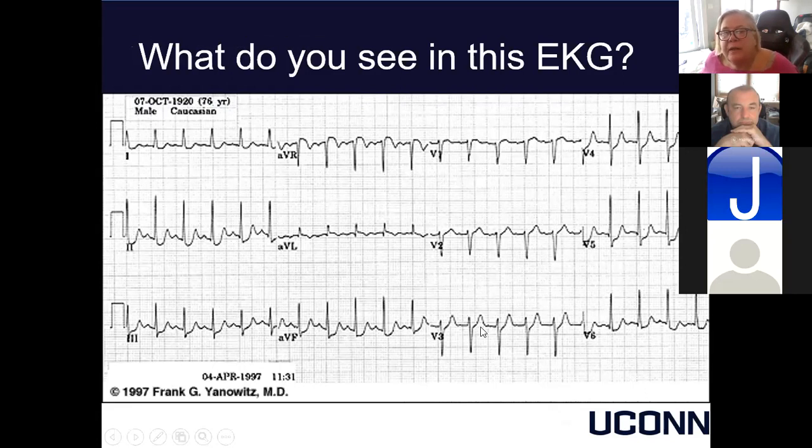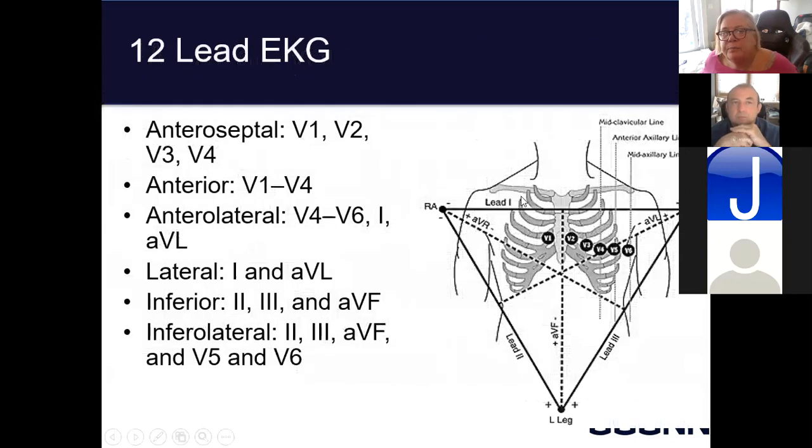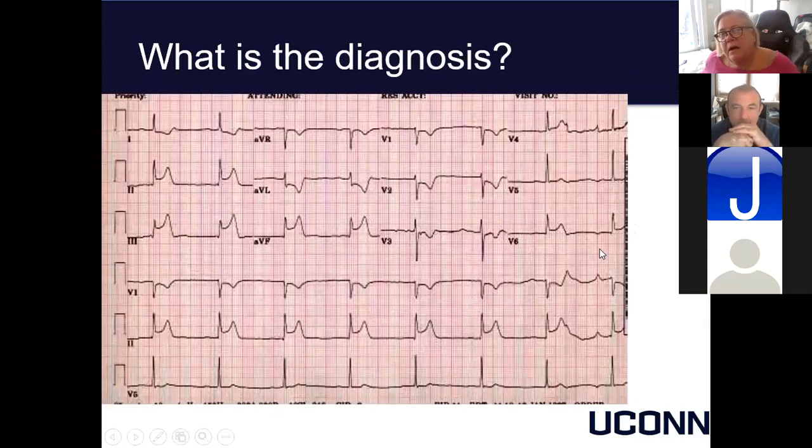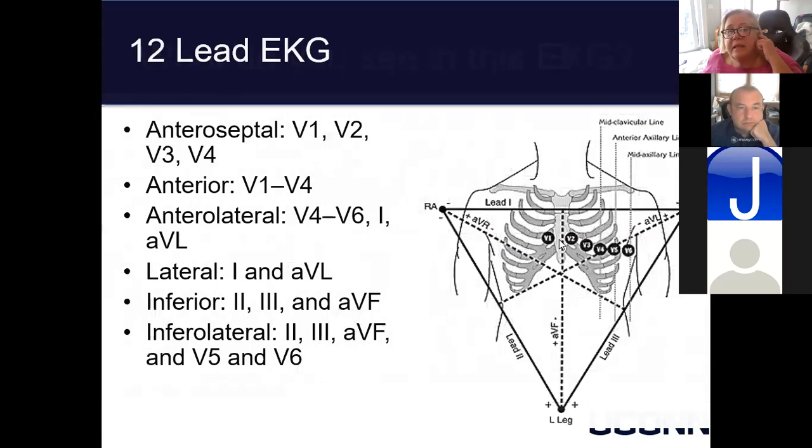V1, 2, and 3, again, if you look at where those are placed, that shows the anterior septal wall of the left ventricle. And then V4, 5, and 6 shows the more posterior and lateral wall of the left ventricle. It's important to remember that the typical EKG is really looking at electrical conductivity through the myocardium of the left ventricle.